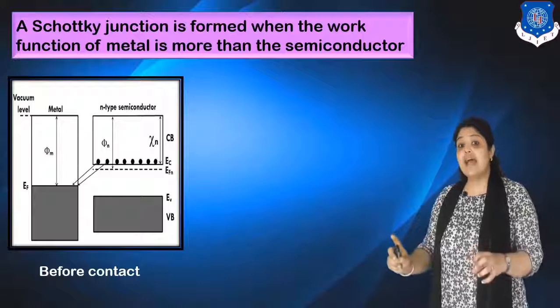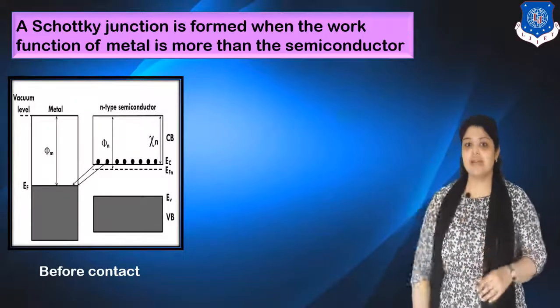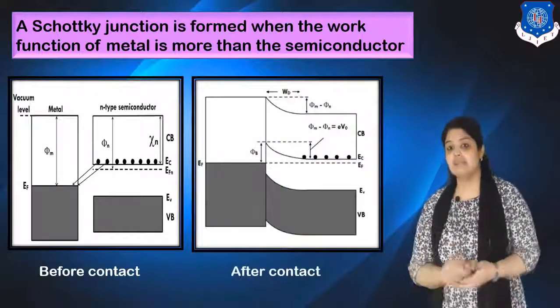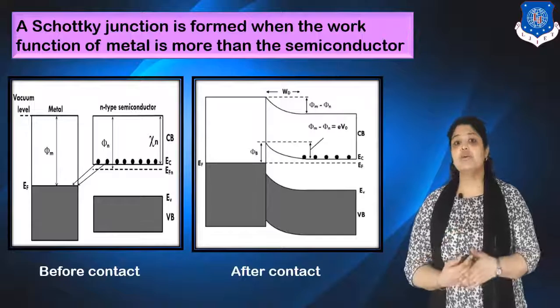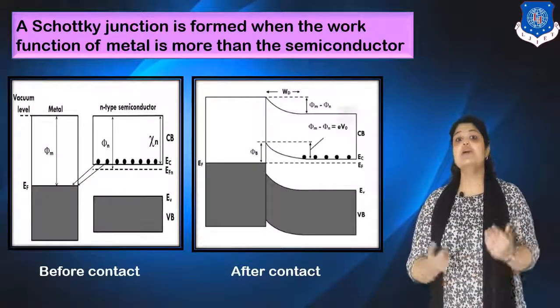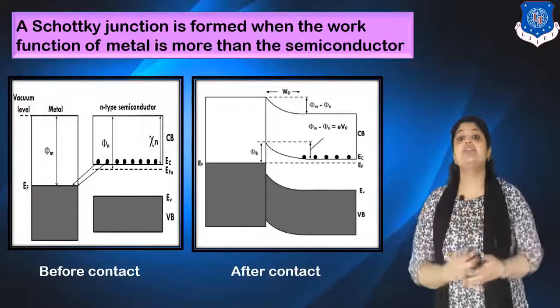And here what do we have? We have a Fermi level of metal and a Fermi level of semiconductor. Now let us discuss the second case when the contact is made. In my previous video, while explaining the PN junction diode, I explained to you that when you talk about energy band diagrams of a junction, the Fermi levels should line up.